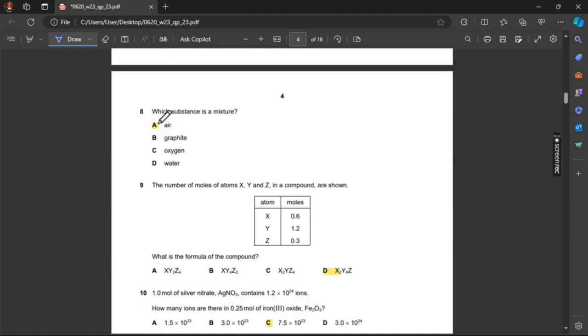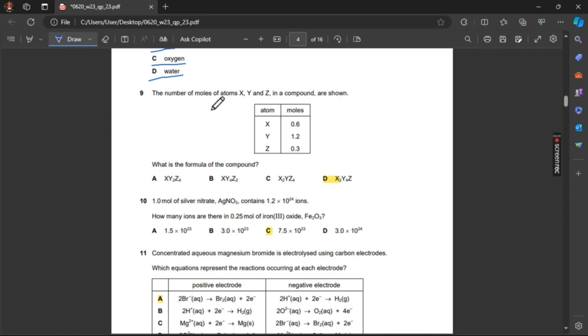Eighth question. Which substance is a mixture? Water is a compound, oxygen is an element, and graphite is also an element. So the correct answer is A. Air is a mixture of different gases.